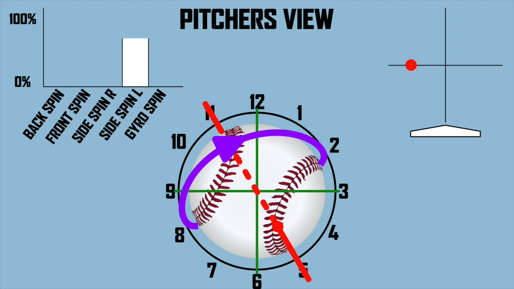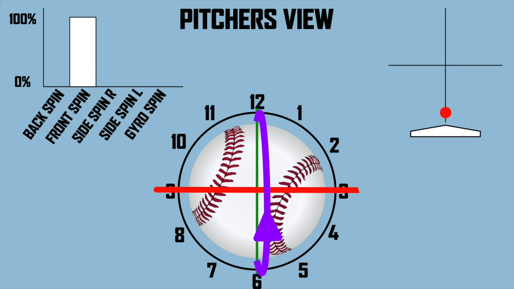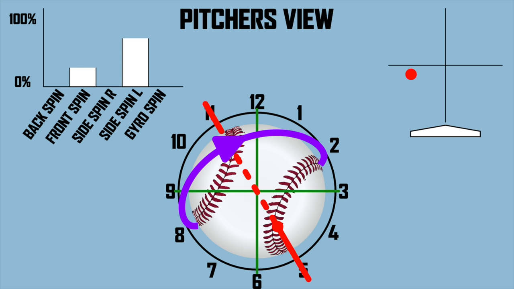You can also see it's going to have a little bit of front spin. Now, dead front spin would be going from 12 to 6, so that purple line would be going from 12 to 6, but it's not, it's going from 2 to 8, so it's going to have a little bit of front spin, but not a ton, so it's going to have a little bit of depth. It's going to have quite a bit of movement to the left, side spin to the left, takes it to the left, and it's going to have a good amount of gyroscopic action, which is going to limit the overall movement that it can get. So that's what it looks like from the pitcher's view.